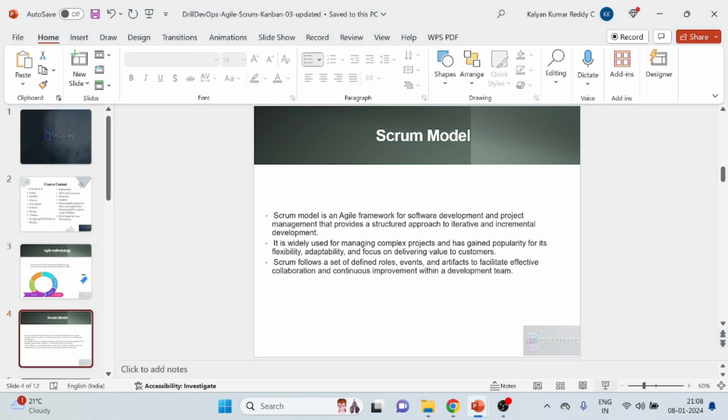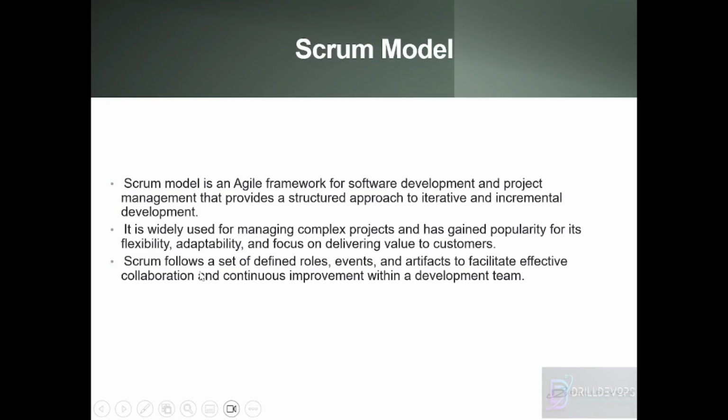In a more structured format, it is widely used for managing complex processes. The Scrum model is an agile framework for software development and project management that provides a structured approach to iterative and incremental development. That's what I said.